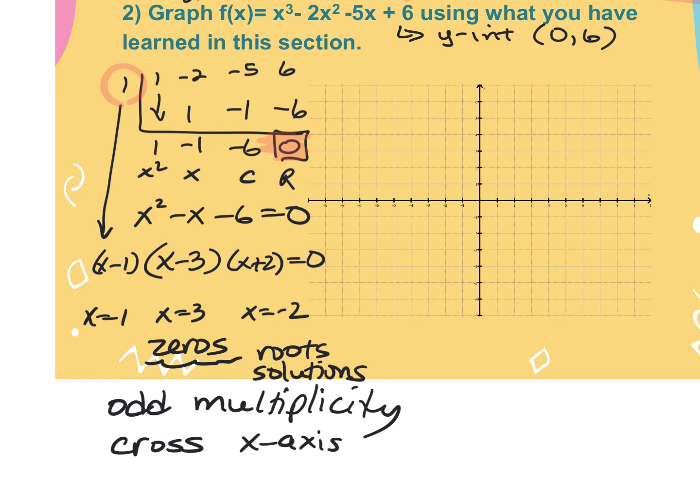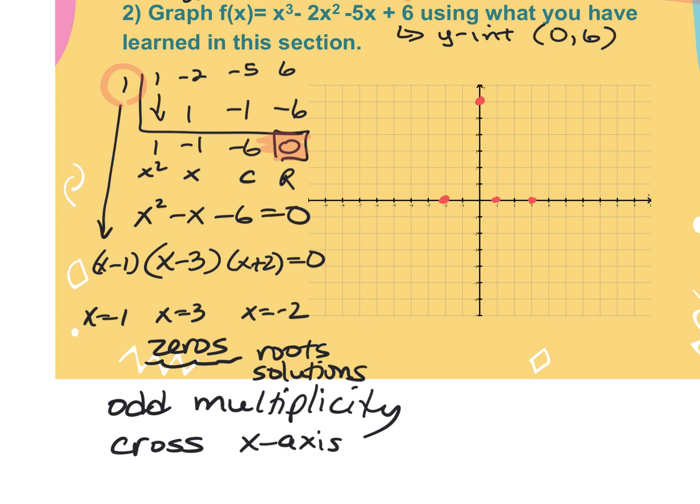So let me go ahead and get all of these zeros graphed and my y-intercept. So I have one at +1, I have one at +3, and -2. I also have my y-intercept at +6. Now, I need to find additional points in between each of these zeros because I need to know how high or low to make my graph go.